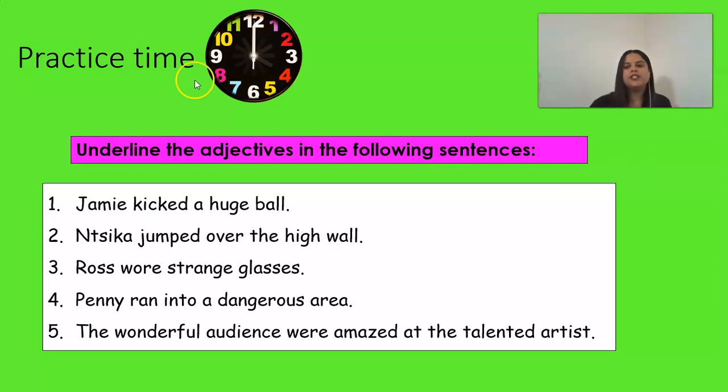Okay, so let's look at the first question. The first sentence: Jamie kicked a huge ball. I wanted to get my pen quickly, but I'll use this in the meanwhile. Let's ask ourselves some questions. We are looking for the nouns in the sentence. We have Jamie here in front. Jamie kicked a huge ball.